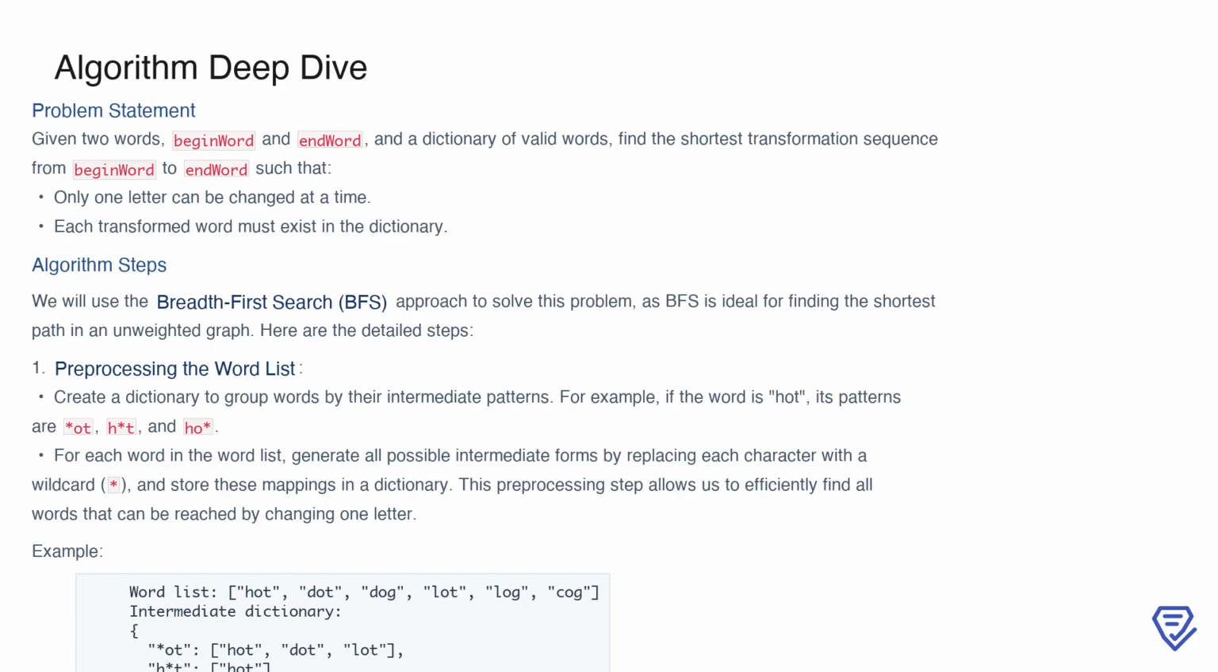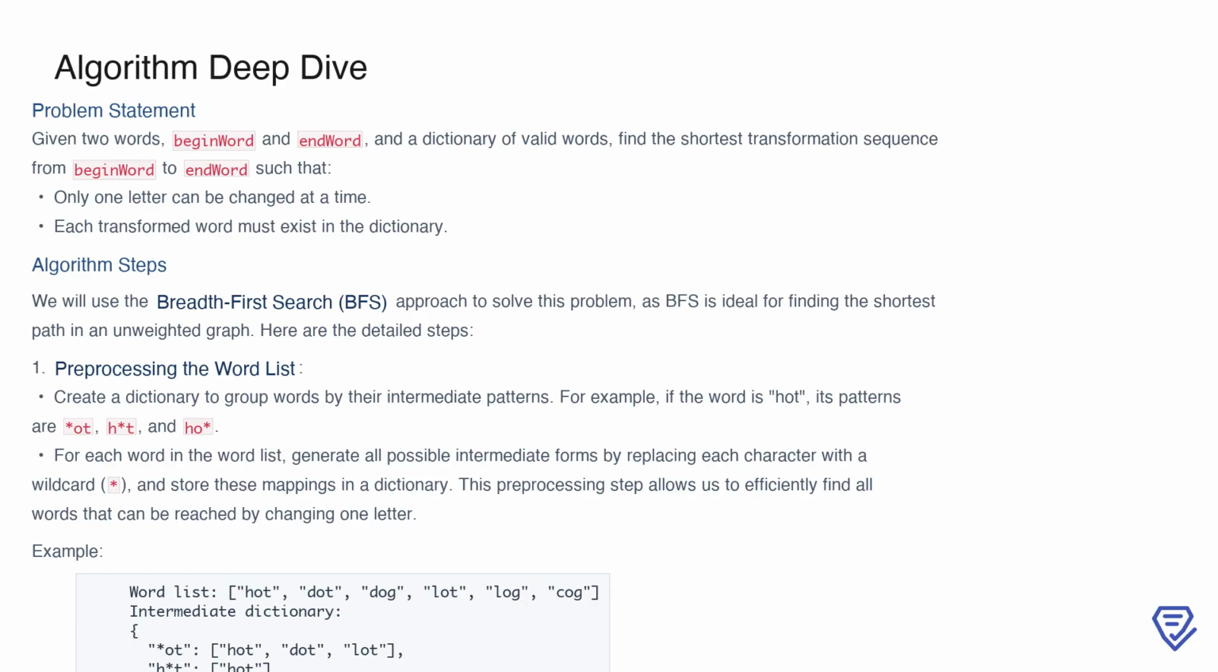To solve this efficiently, we will use the breadth-first search, or BFS, algorithm. The first step in our approach involves pre-processing the word list to generate intermediate patterns. For each word, we calculate all possible intermediate forms by replacing one character at a time with a wildcard symbol, like an asterisk. These patterns are then stored in a dictionary, where the keys are the patterns and the values are lists of words that match those patterns.